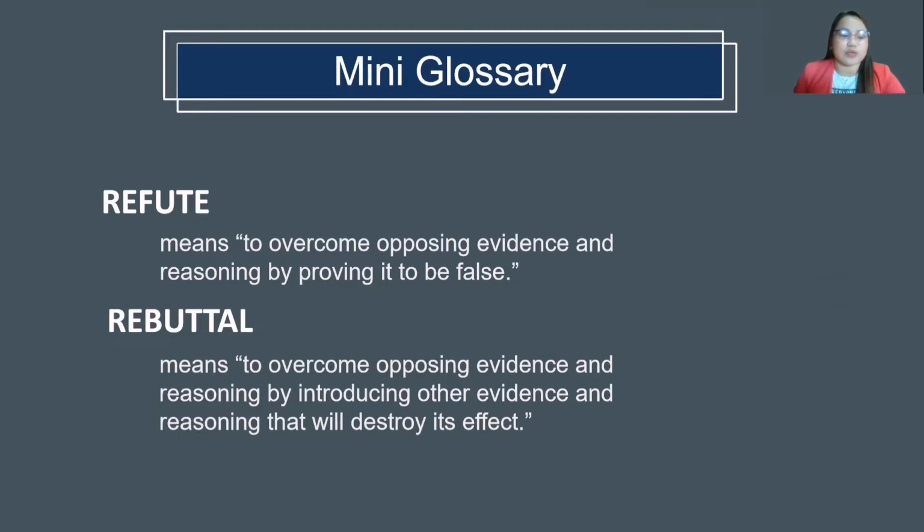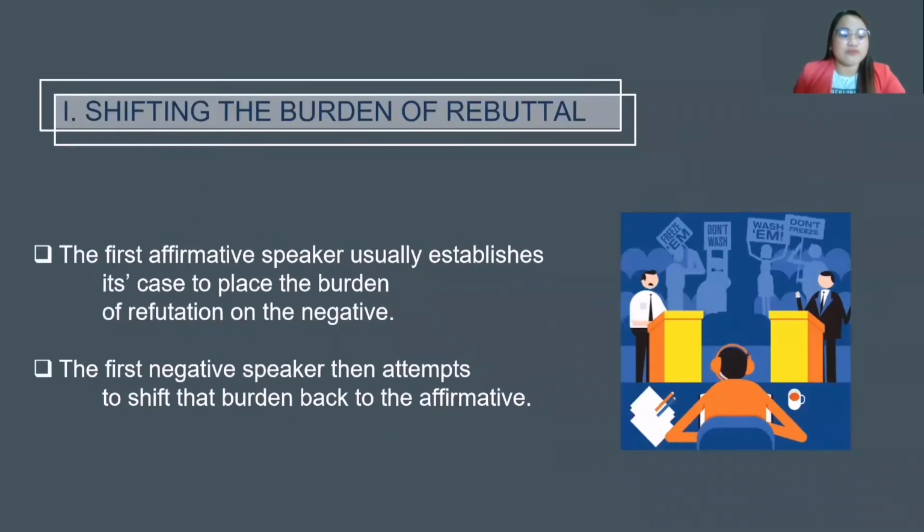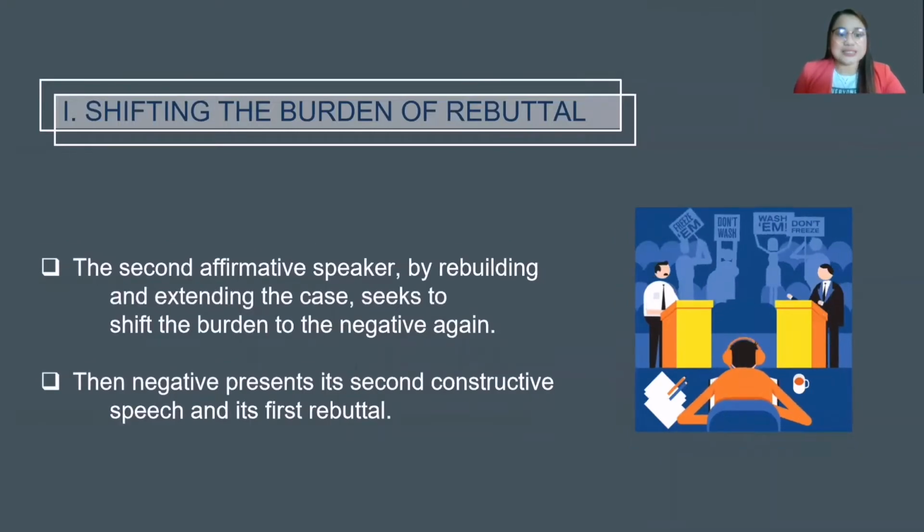Now, how do we shift the burden of rebuttal? The burden of rebuttal shifts back and forth between the opponents in the course of the debate. In the typical academic debate, the first affirmative speaker usually establishes its case to place the burden of refutation on the negative. The first negative speaker then attempts to shift that burden back to the affirmative. The second affirmative speaker, by rebuilding and extending the case, seeks to shift the burden to the negative again.